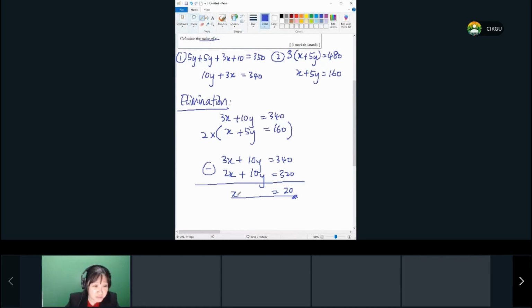No problem. Take the x, substitute into any of the equations that you like. Any of the equations. So maybe I feel like the second equation is easier, so let me substitute here. 20 substituted here: 20 plus 5y equals 160. 5y equals 160 minus 20, which becomes 140. y equals 140 divided by 5. 140 divided by 5. Final destination.